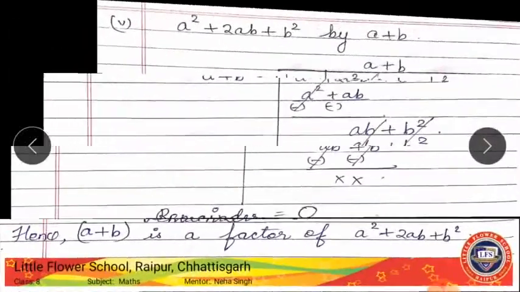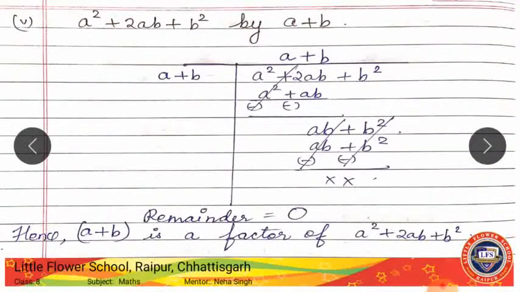Similarly, fifth question of this part, a square plus 2ab plus b square divided by a plus b, right? So a plus b divided by, we'll write this. Now a square will be divided by a. What will we get? a will be getting cancelled. We are left with a, right? Single a. So first dividing, we are getting a.